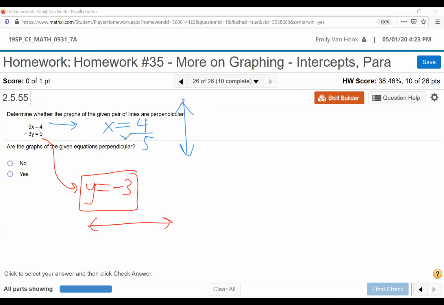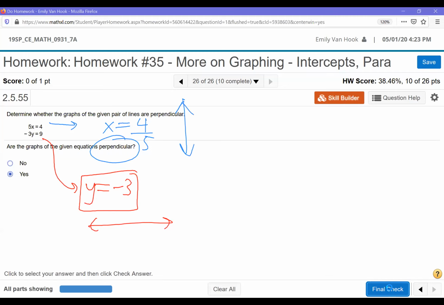So yeah, they definitely are perpendicular. The numbers really have nothing to do with it. It's a horizontal line and a vertical line. So yes, those lines are perpendicular.